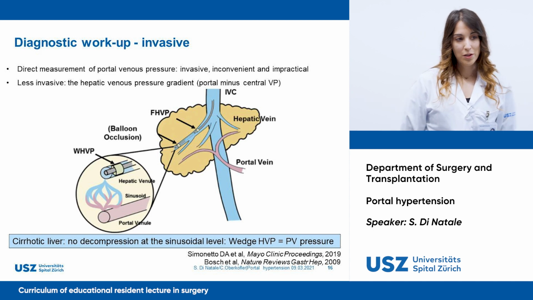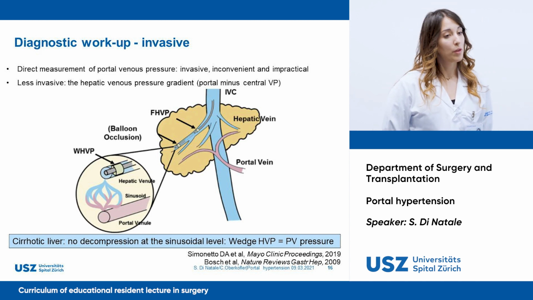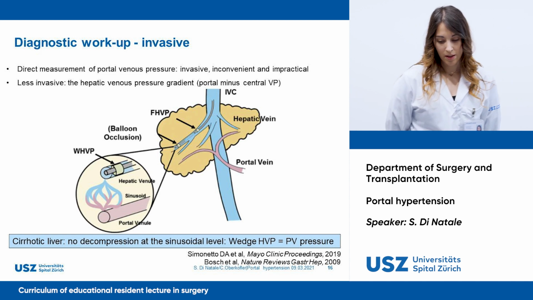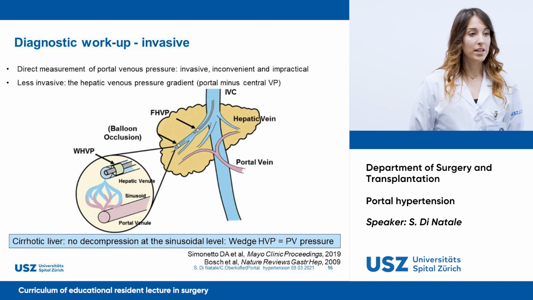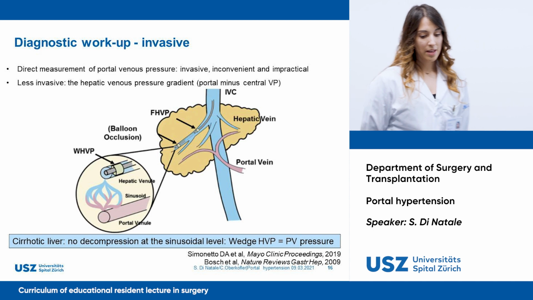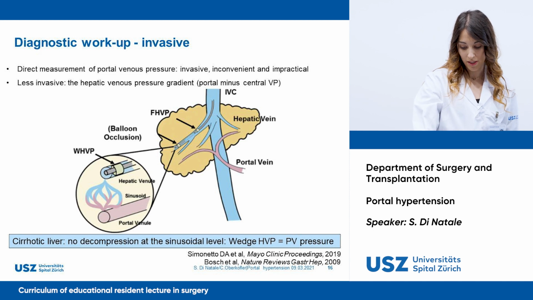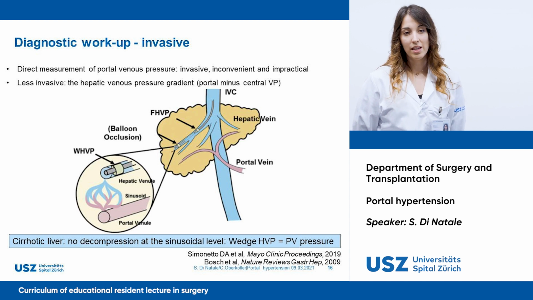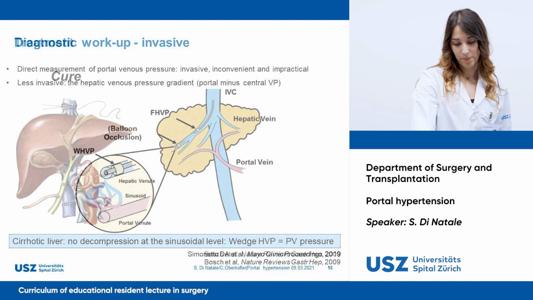Through direct access to the systemic venous system, a branch of the hepatic vein is reached under fluoroscopic guidance, and the free hepatic venous pressure is obtained. Balloon occlusion of a small branch of the hepatic vein measures the static pressure in the liver sinusoids, and this is called the wedged hepatic venous pressure. And as already mentioned, the difference between these two pressures corresponds to the hepatic venous pressure gradient. Now, in a cirrhotic liver, no decompression at the sinusoidal level is seen. That's why the wedged hepatic venous pressure corresponds to the portal vein pressure.